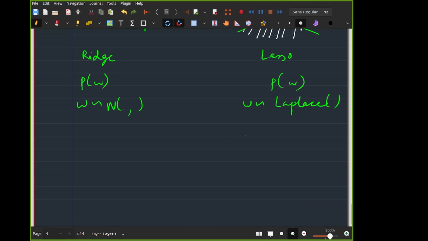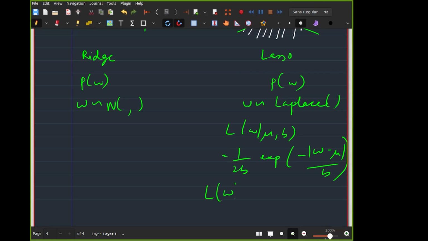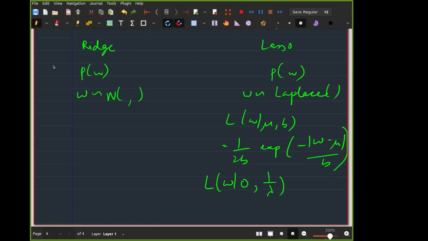I'll just write down the Laplace distribution for you. So basically, Laplace of W given mu and B is equal to 1 by 2B times exponential of minus mod of W minus mu, divided by B. So that's your Laplace distribution. But for our case, we use Laplace distribution of W given mu set to 0 and B set to 1 by lambda. And that's how this lambda relates to the Laplace distribution. And this is your prior. And of course, you'll have a similar thing here.